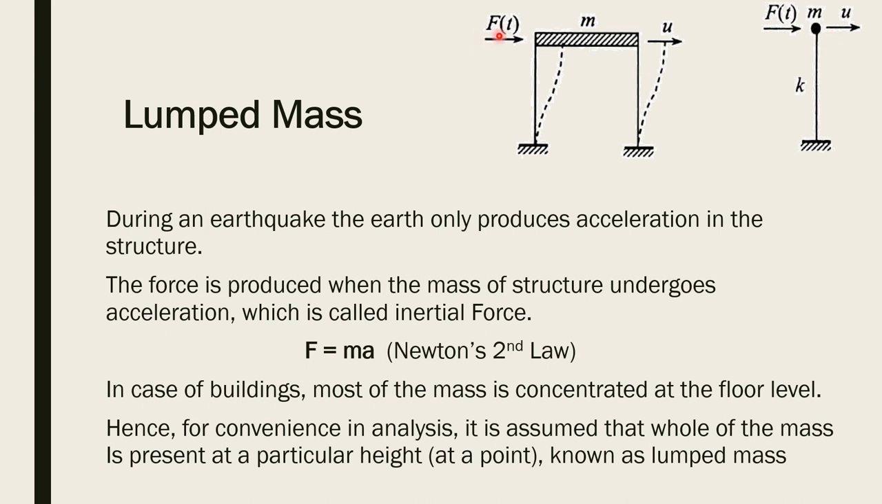The force F(t) is the same, the deformation is the same, and the mass of the story is M. And what is K? K is the rigidity or stiffness of the columns. Columns are stiff elements. They try to restrict the movement of the story to the right side. So the stiffness or rigidity of the column is shown with K.